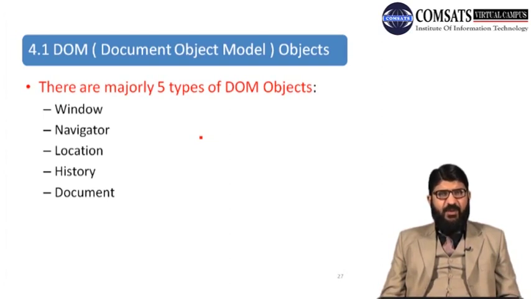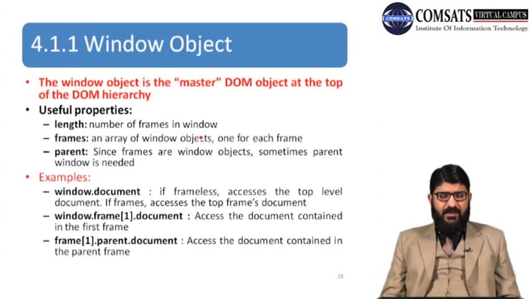The first one is window, second one is navigator, the third one is location, the fourth one is history, and the fifth one is document. Now let's see the DOM objects one by one. The window object. The window object is the master DOM object that is represented as the top of the DOM hierarchy.